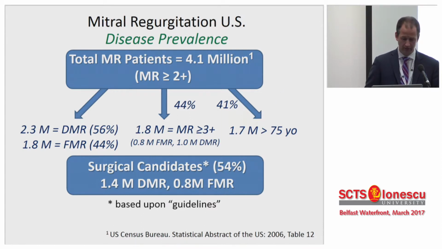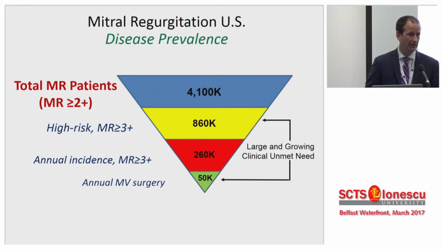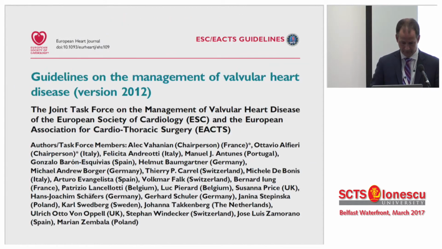How many are we actually treating? Well, I already said to you before, 50,000. So there is a huge unmet need currently for patients with mitral regurgitation. Less so for degenerative MR, but it still exists. So we as surgeons are only seeing the tip of the iceberg here.